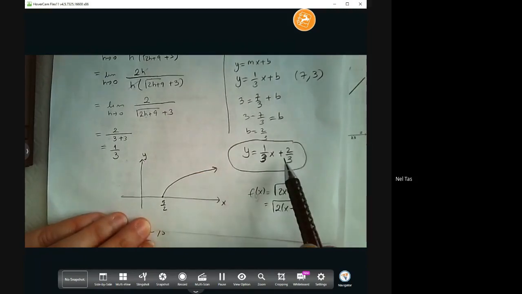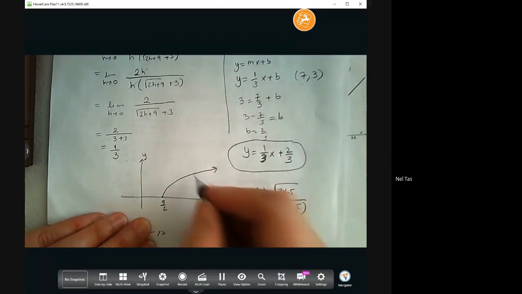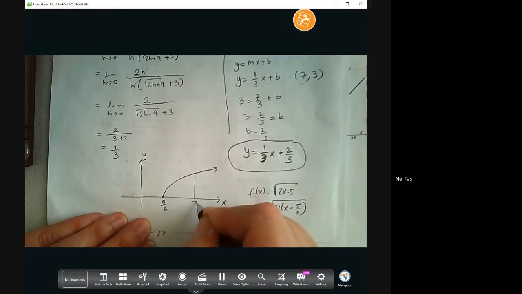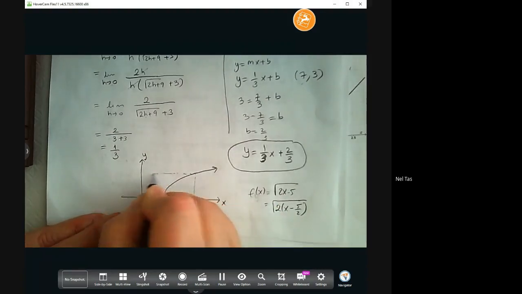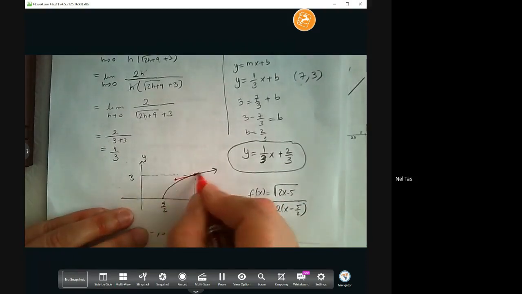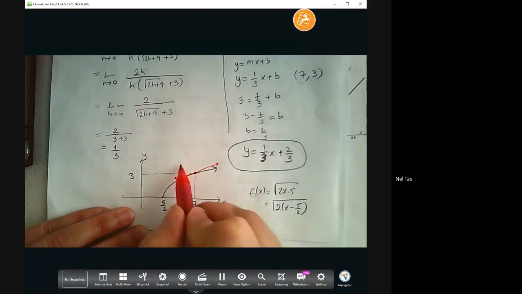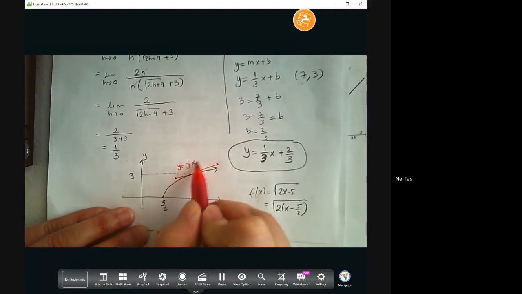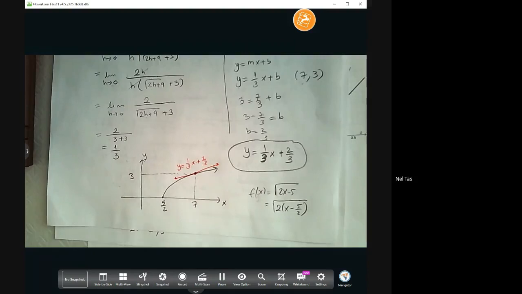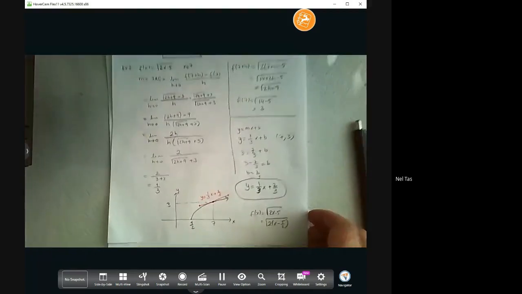Okay, so now we found the equation of the tangent where x is 7. So looks like when x is 7, y is 3. And then we looked at now the tangent at 7. And the equation of that line is y equals 1 over 3 x plus 2 over 3. Maybe I'll show the whole page if you want to take a picture.